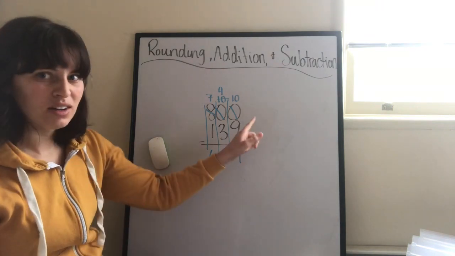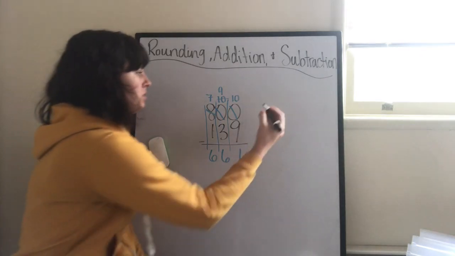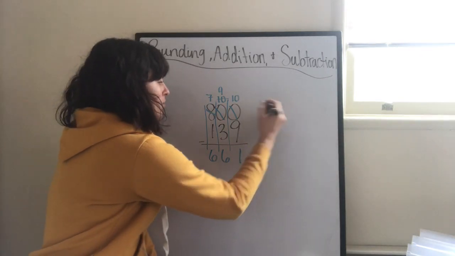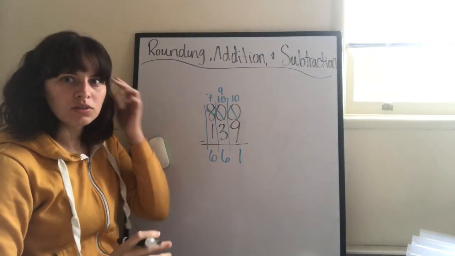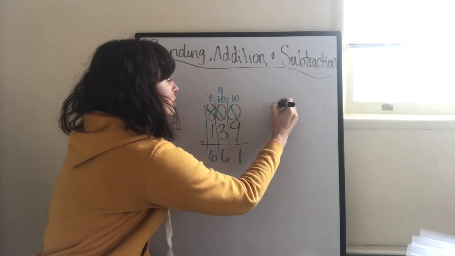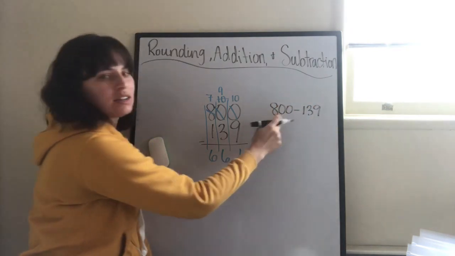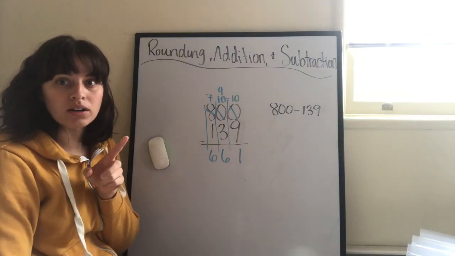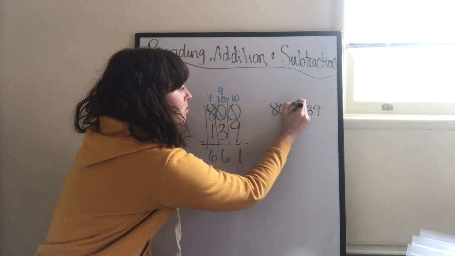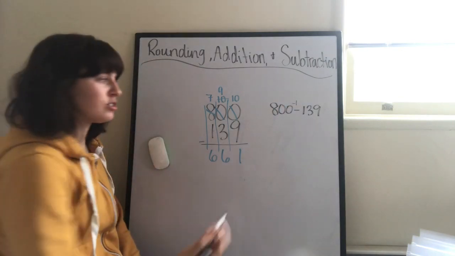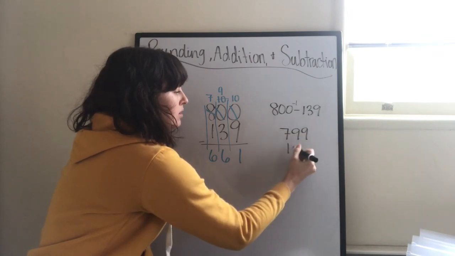And I'm going to show you one trick. If you don't like going across all those zeros, there's one thing that might help you. Let's do this. I'm going to keep that there so we can compare answers. But if we were doing 800 minus 139, that's a lot of zeros. So let's subtract 1. What's 800 minus 1? 799. So let's do 799 minus 139.